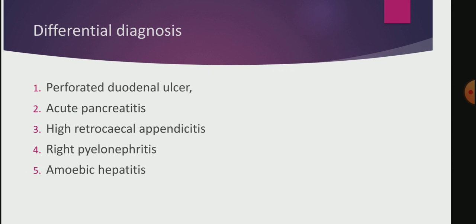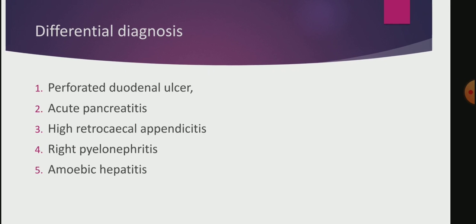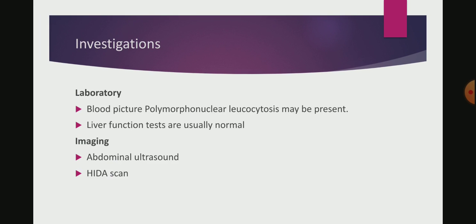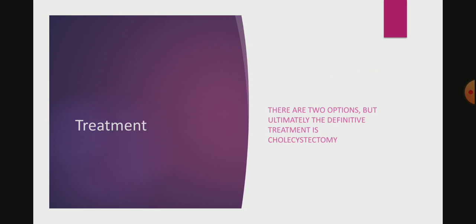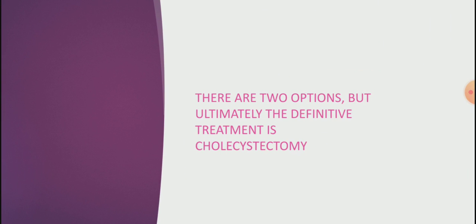Differential diagnosis of acute cholecystitis: perforated duodenal ulcer, acute pancreatitis, high retrocecal appendicitis, right pyelonephritis, and amoebic hepatitis. Investigation: laboratory, complete blood count shows leukocytosis, and liver function is usually normal. Imaging: abdominal ultrasound and HIDA scan to see the wall thickness and the gallbladder stone. Treatment: there are 2 options, but ultimately the definitive treatment is cholecystectomy.